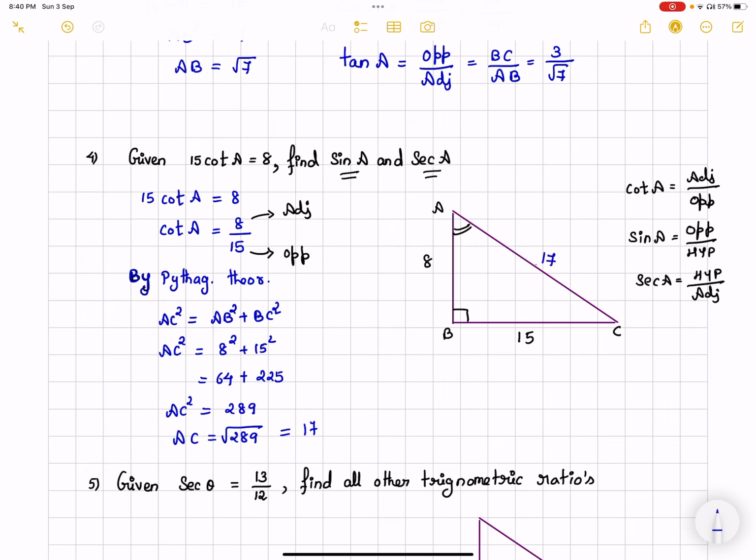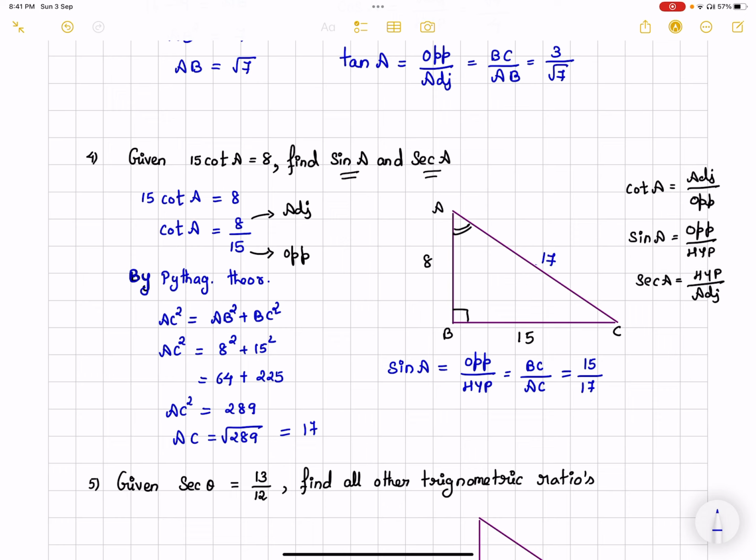Okay, I have my hypotenuse now. What do we need to find out? We need to find out sine A. Sine A is equal to what? Opposite divided by hypotenuse. What is my opposite side for my angle A? BC divided by my AC. So what is BC? 15 divided by 17. Done. We found out our sine A.